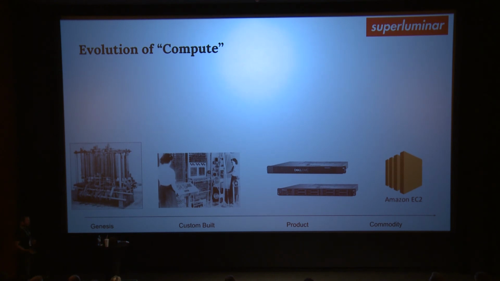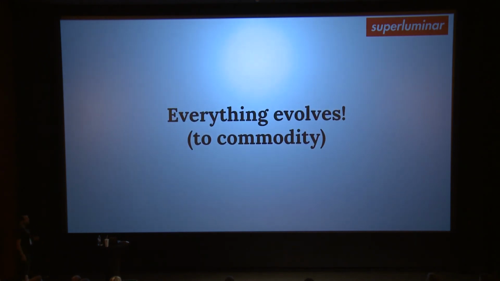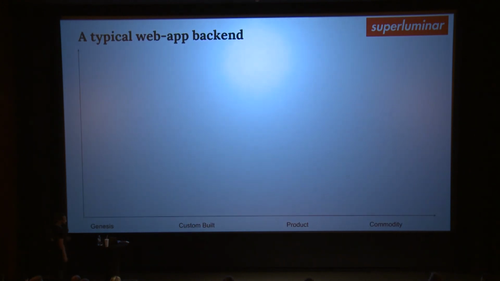So this is how more or less everything evolves. And it's evolution, so we might be able to slow it down or speed it up, but we can't do anything about it. It usually happens like this. Everything evolves to commodity. And now let's have a look at a typical web backend. We should always start with a customer or user need.